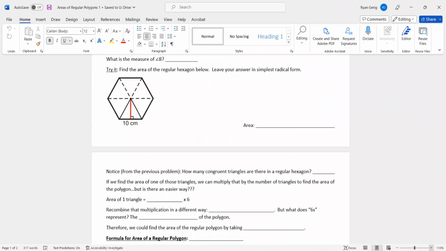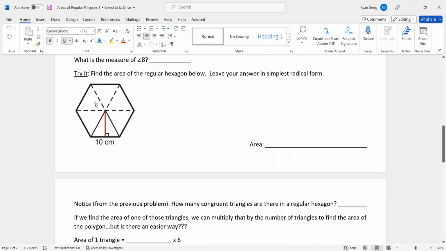Find the area of this whole hexagon. Well, watch how I do this. So I see I've got a triangle right here. I'm going to find the area of that triangle, which is 1/2 base times height. Well, the base I've already given you, it's 10. The height is that red line, or we call it the apothem. We don't know what that is yet.